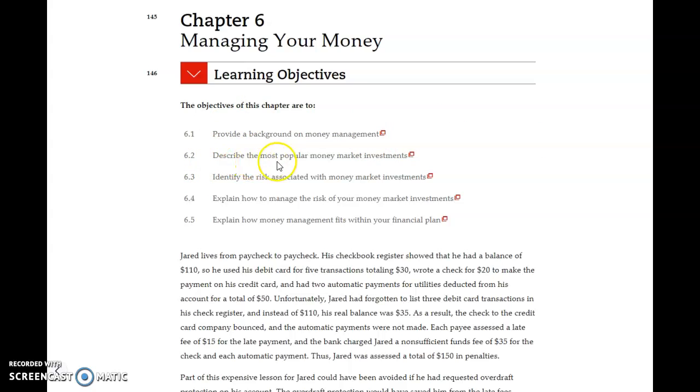Section 6.2, describe the most popular money market investments. Section 6.3 will talk about the risk associated with money market investments. Section 6.4 will talk about how to manage the risk of your money market investments. And Section 6.5 will talk about how money management fits within your financial plan.